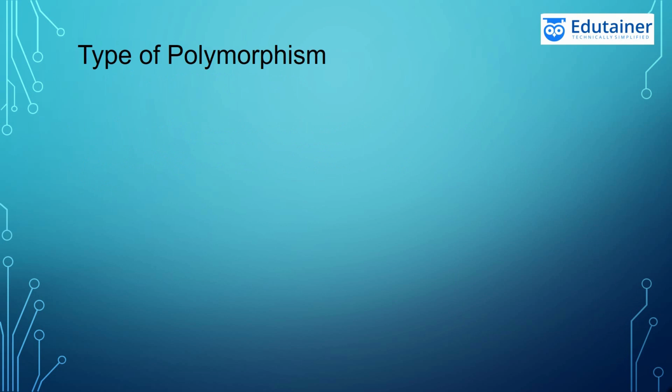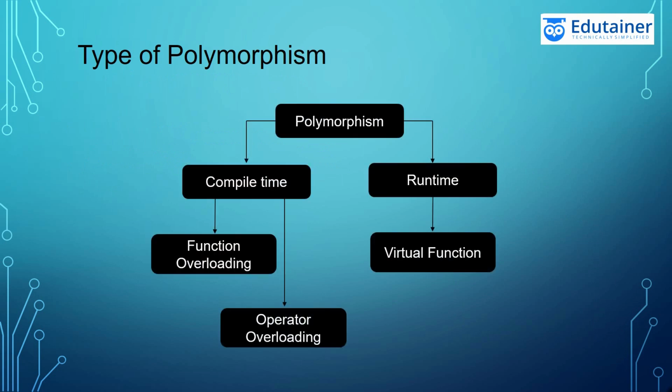Types of polymorphism. So you can see that we have two types of polymorphism, compile time and runtime. Compile time is further divided into two, function overloading and operator overloading, whereas in runtime we have virtual functions. So we have basically two types of polymorphism, compile time and runtime.